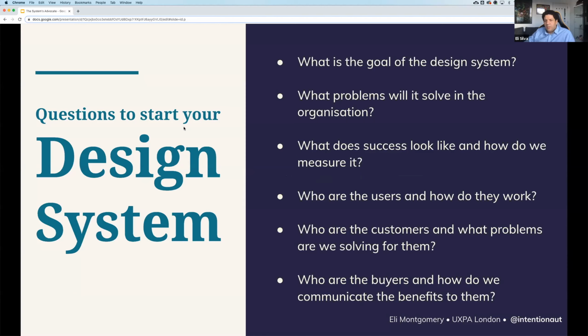Who are the users? How do they work? What does their life look like? What problems are they trying to solve? What problems will we solve for them by doing this? And then who are the buyers, right?